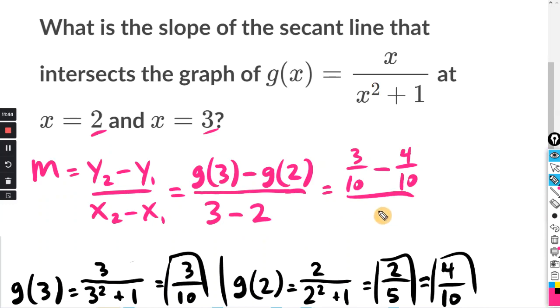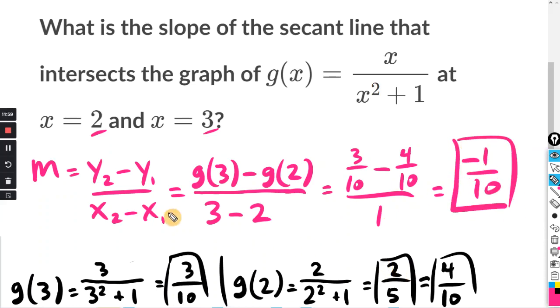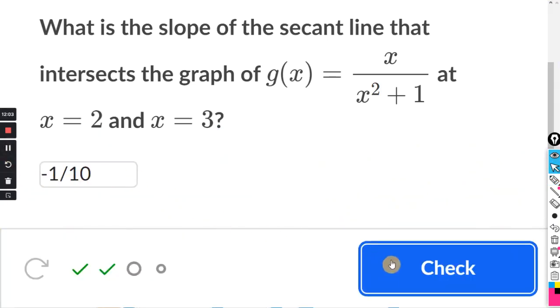And 3 minus 2 is 1. So the whole thing is divided by 1. We just need to worry about the numerator. 3 minus 4 is negative 1. And the common denominator is 10. That's divided by 1, which does nothing. So that's it. Negative 1/10.